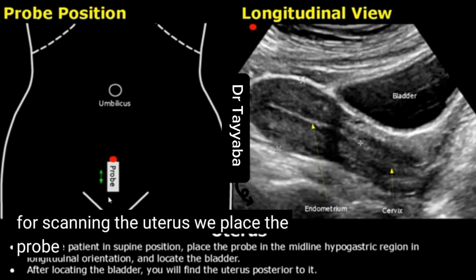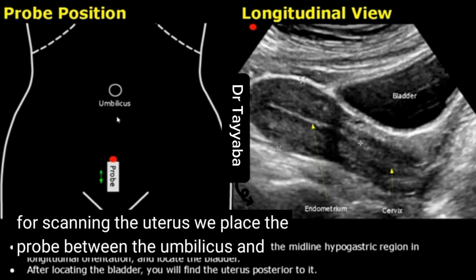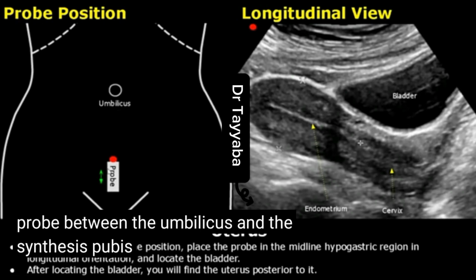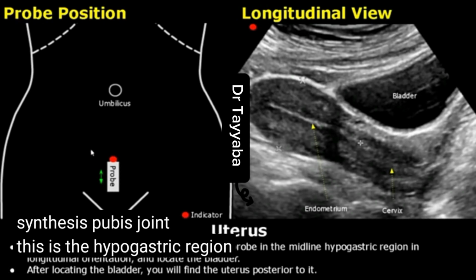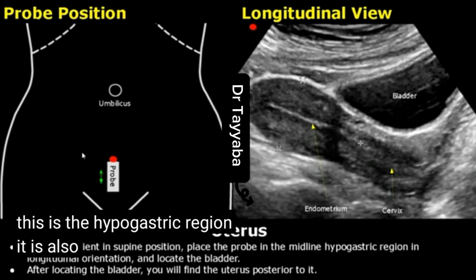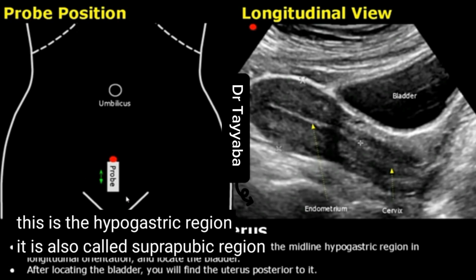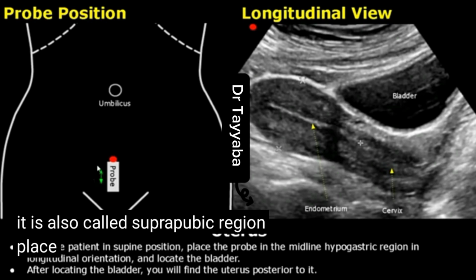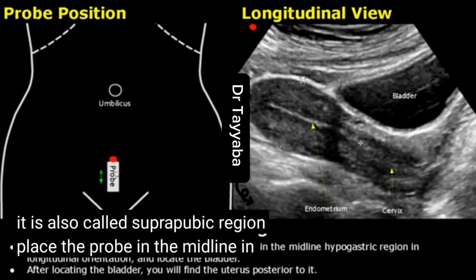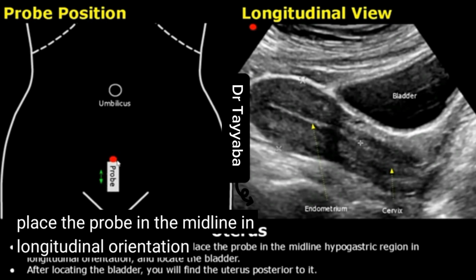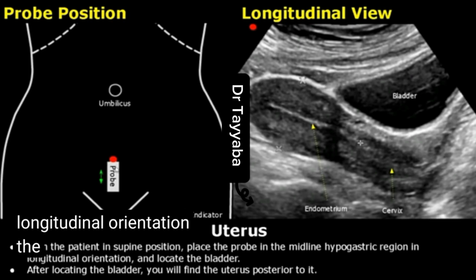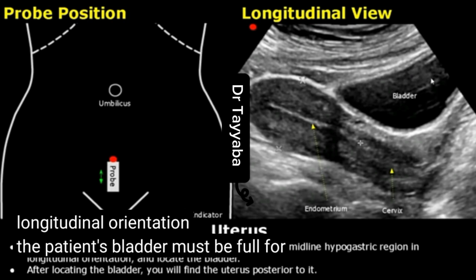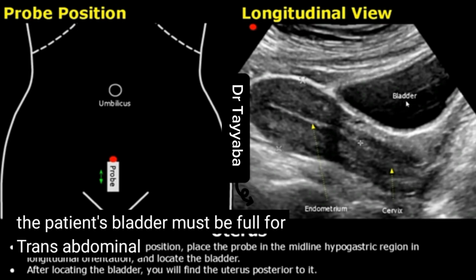For scanning the uterus, we place the probe between the umbilicus and the symphysis pubis joint. This is the hypogastric region. It is also called suprapubic region. Place the probe in the midline in longitudinal orientation. The patient's bladder must be full for transabdominal scanning.